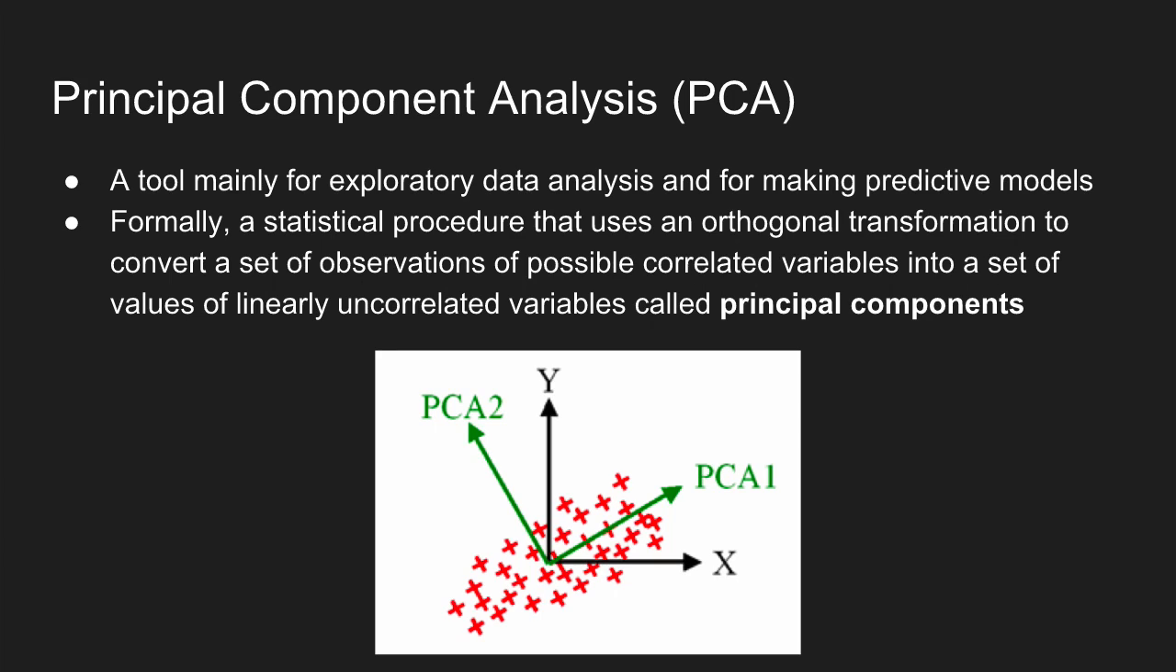As you see in this picture, the red x's are our data points, and x and y are our original coordinates. We like to do an orthogonal transformation to convert our data into this principal component space. These PCA1 and PCA2 axes are just the new coordinates in our principal component space, that we think is a better way to look at this data.